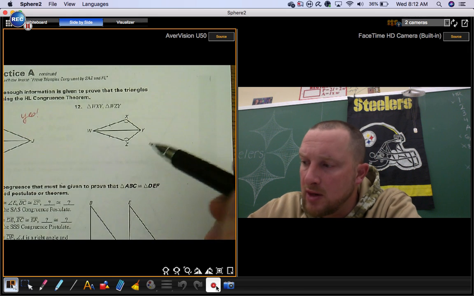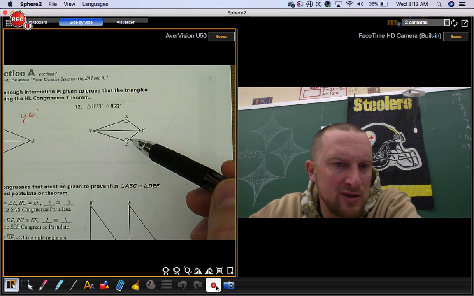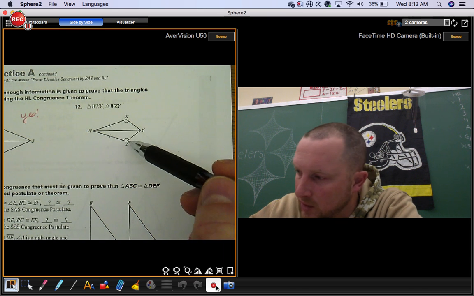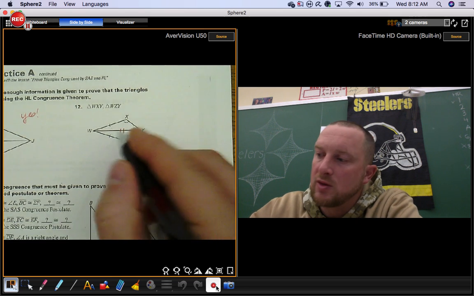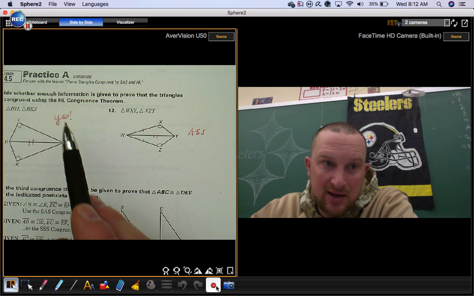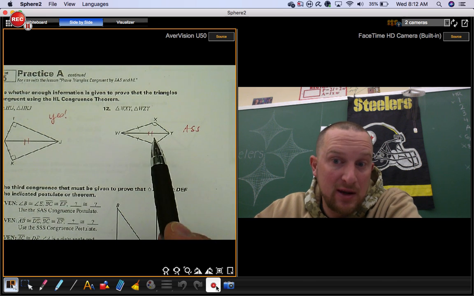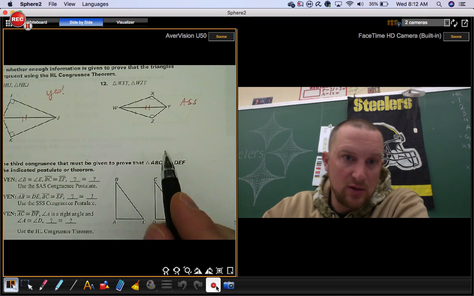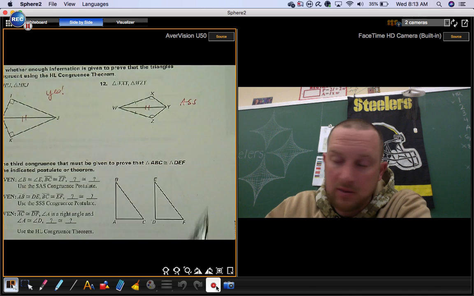Now, if you come over here to number 12, there's no guaranteeing that these are right triangles, so you can't use HL. These are congruent angles, but they definitely aren't right angles. They look very obtuse to me. So this is AS, which is the same thing that HL is, except it's AS because there's no right angles. So these are not congruent by HL, and they're not congruent necessarily either.